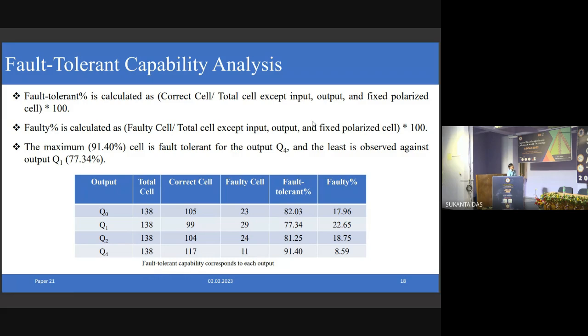From this table, we can easily find out that the fault tolerant percentage of our proposed design is very high. It is maximum for the Q4 output.